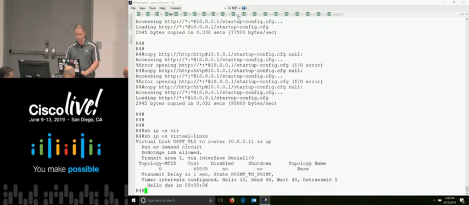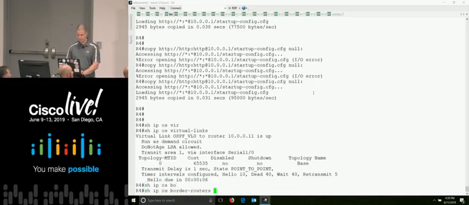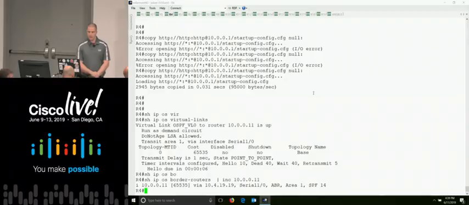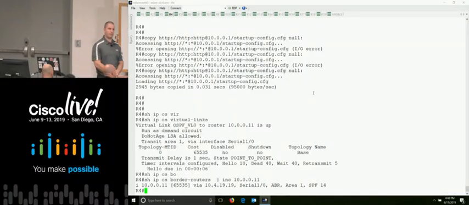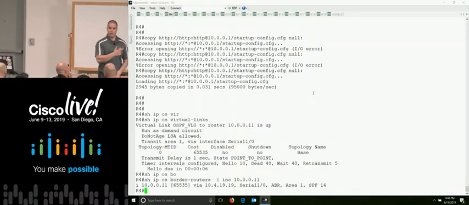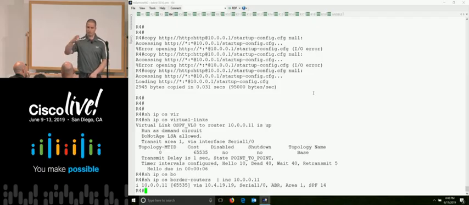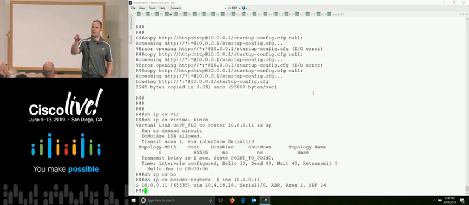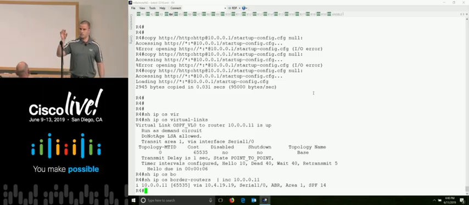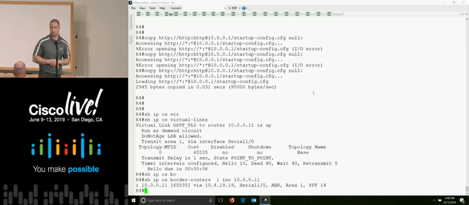So here's how we can test it. From R4's perspective, if I want to look at from R4 to R11, my cost is 65535. So the word up, all that means is from me to the other virtual link endpoint, my cost is 65535 or less. Up means my cost is okay. It means cost isn't the problem. So if you see up, don't troubleshoot cost. It's not the issue. Something else is wrong.